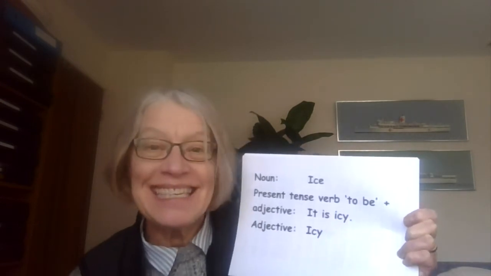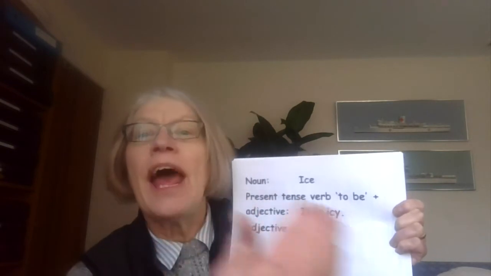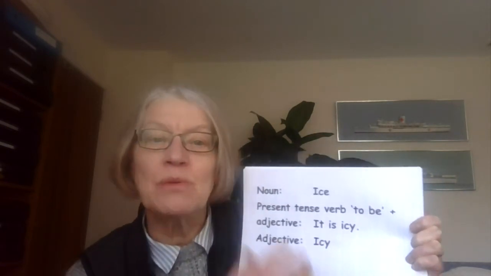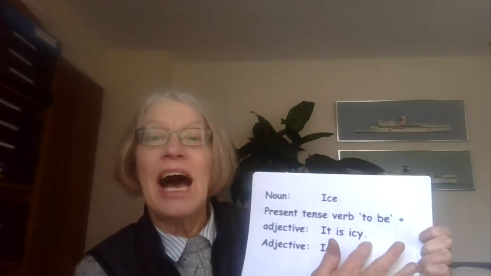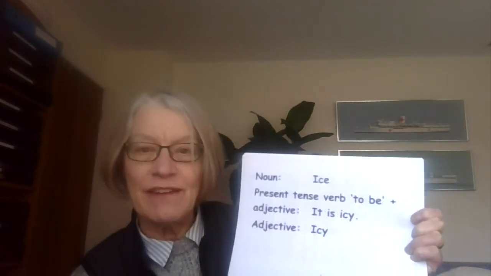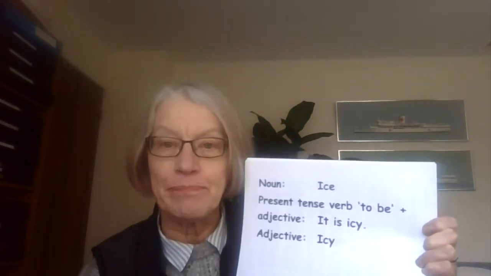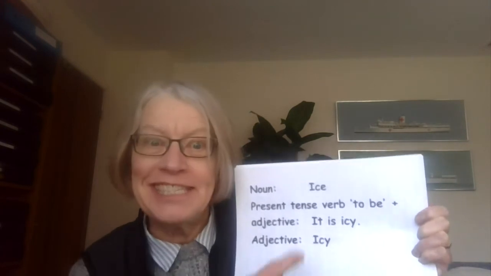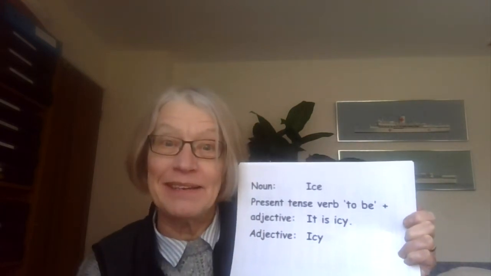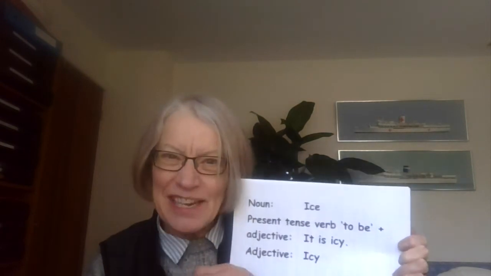We don't say it is icing. We don't really have that. So we don't have a present continuous. We just have a simple present. It is icy. So the adjective is icy, and we use it with the verb to be. So your task is to do the past tense of it is icy and the future tense of it is icy. Let's see if you get that right without me telling you.